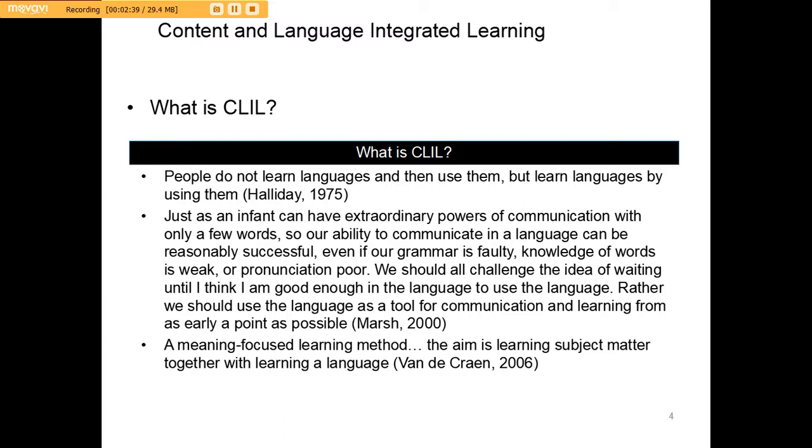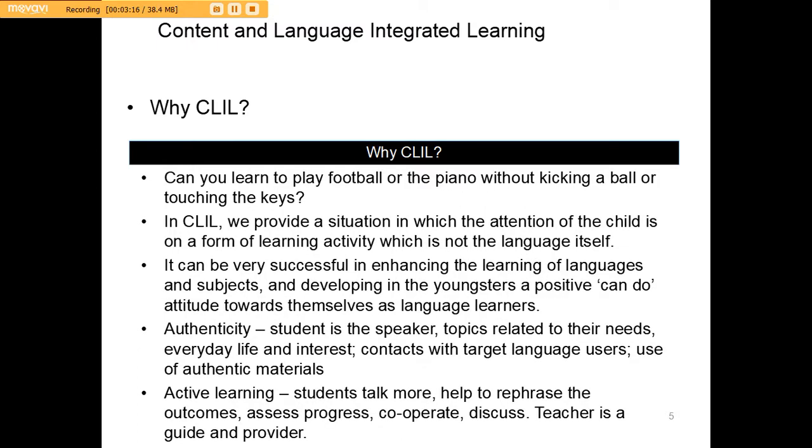So the idea here is that regardless of your level of English or the level your students have, they can take advantage of CLIL to communicate. That's what the language is for. That's why we learn languages, to communicate. So let's get the students communicating right from the beginning. And then Van den Krijn in 2006 describes CLIL as a meaning-focused learning method. The aim is learning subject matter together with learning a language. So we're using the language as a vehicle, much like in task-based learning, where the language is a vehicle to learn about something else. So why would you use CLIL?